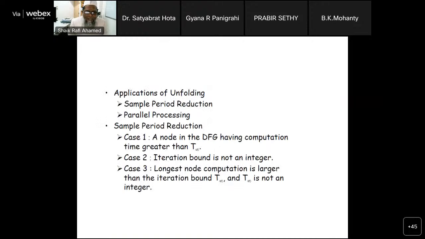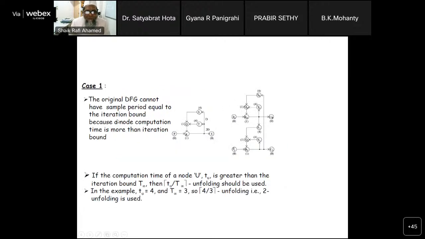One application is sample period reduction, as I have told, we can increase the throughput. Another is that we can have the parallel processing system. As I have told, parallel processing is a subset of unfolding. We can derive the parallel processing system by performing the unfolding operation. Also, in sample period reduction, in two cases we cannot achieve the sample period equal to the iteration bound.